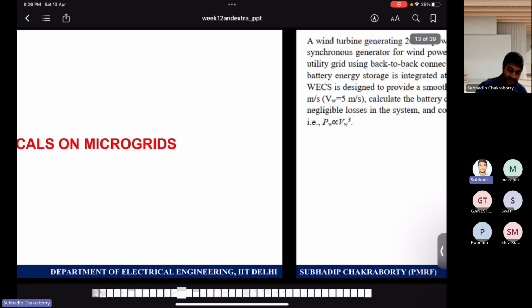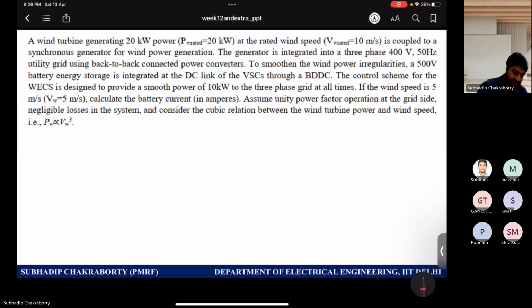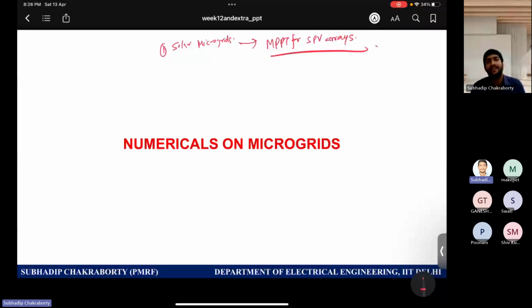Yes. So what I am telling, the solar microgrids I already discussed with you, we do MPPT for the solar photovoltaic arrays. And what is MPPT? We told you in the last session. What is the meaning of MPPT? It is the electrical way to vary the load line and intersect with the maximum power point characteristics for that given radiation.